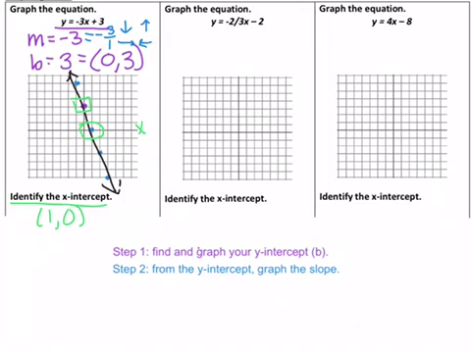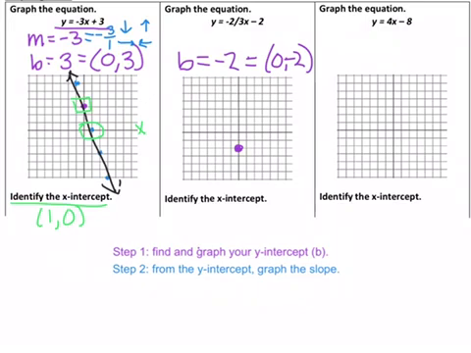Now let's do the next example. It says graph this equation of y = -2/3 x - 2 and identify the x-intercept. So the first thing I do, which we did previously, is we have to find and graph your y-intercept. So our y-intercept is that number that's after the x. It's -2. The point of the y-intercept is (0, -2). So I go ahead and graph it. On the y-axis, I go down to -2 and I plot my point.